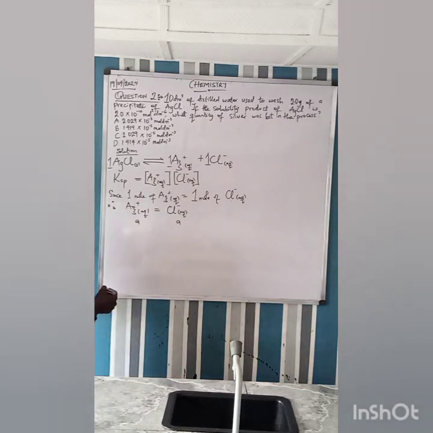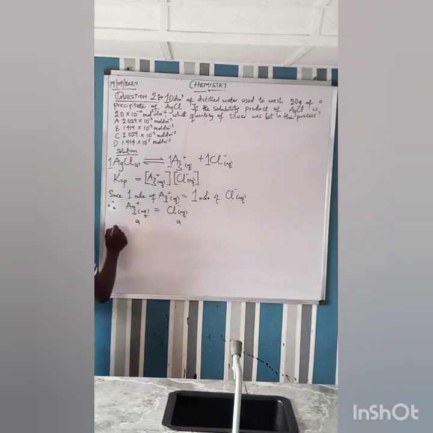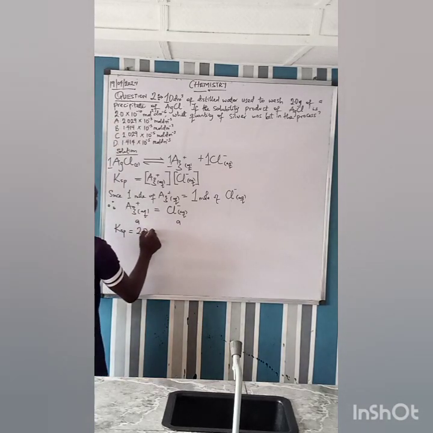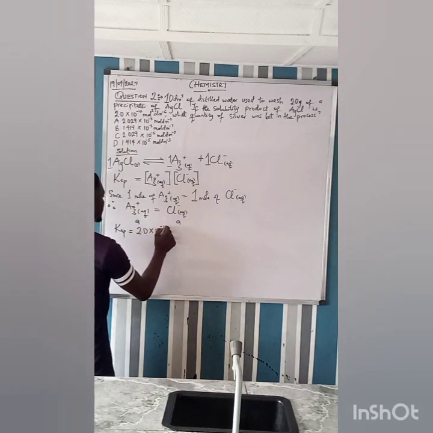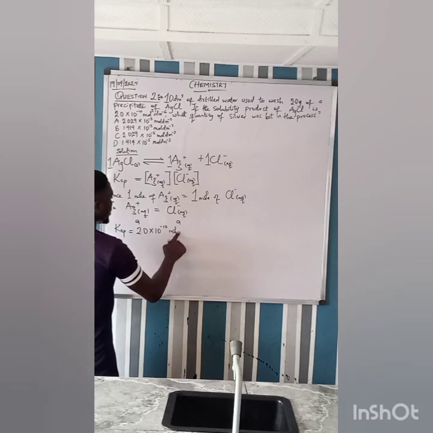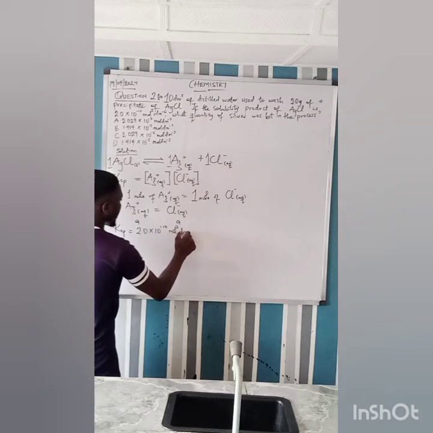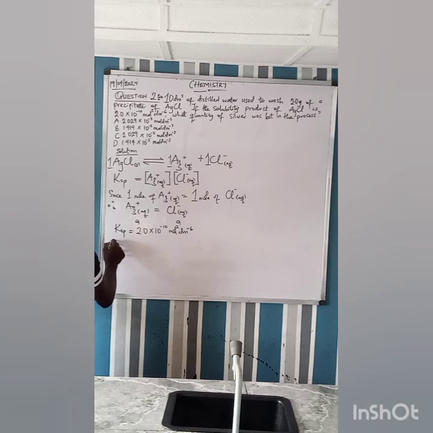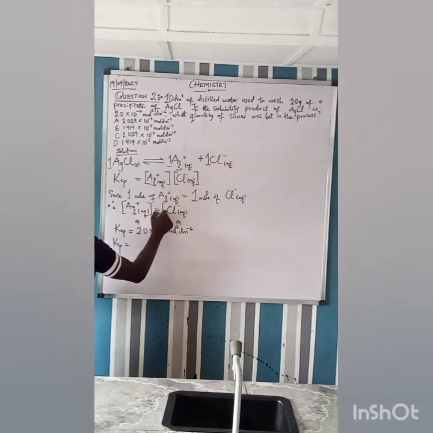So from what we are having there, don't forget we were told from the beginning that the Ksp equals what? 2.0 × 10⁻¹⁰ mol²/dm⁶. So from what we are having there, we can now say that Ksp equals, since this, the solubility of this.